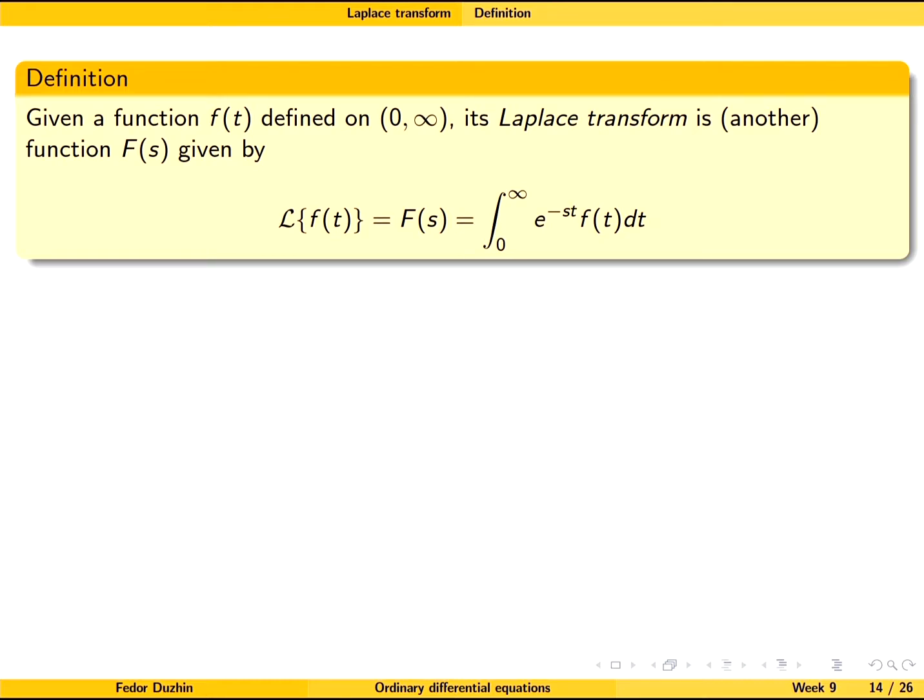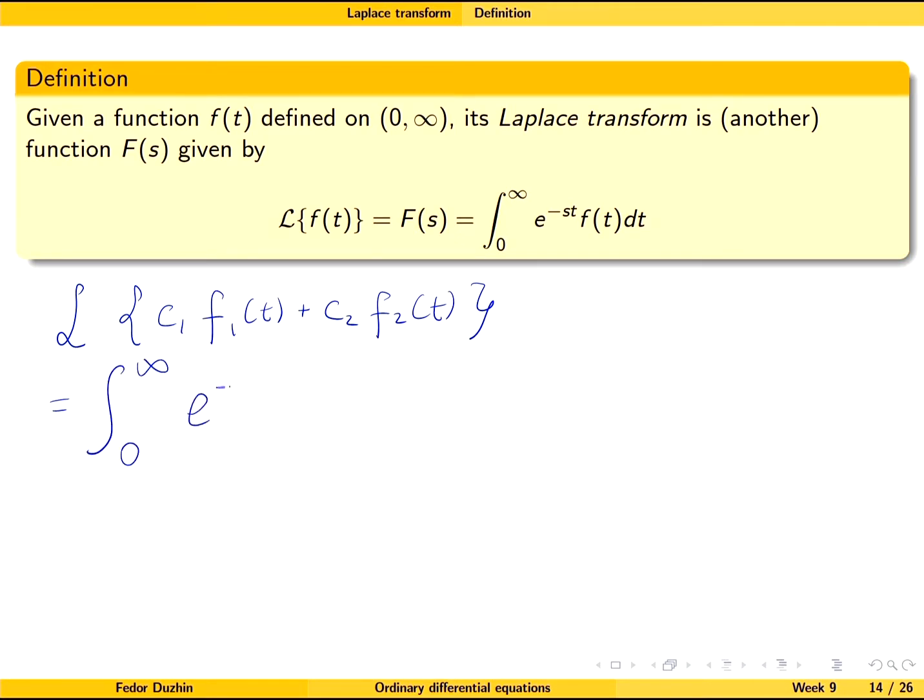So suppose that we want to find the Laplace transform of, say, some constant c1 times f1 of t plus some constant c2 times f2 of t. By definition, this is the integral from 0 to infinity of e to the minus st times the input of the Laplace transform, which is c1 f1 of t plus c2 f2 of t, dt. But then, of course, I can take out c1 and c2 and represent this as a sum.